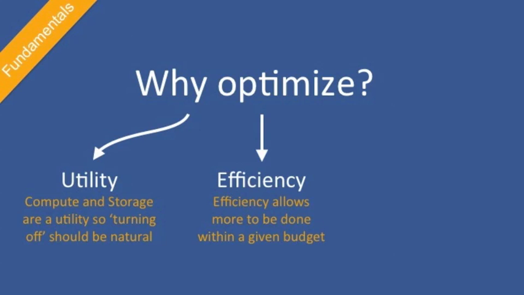Secondly, efficiency. When you're being efficient with the resources you're using, you're therefore being efficient with the price you're paying and the costs that you're incurring. You can do more within a given budget. If you think about how you might budget for on-premise fixed resources, you have a certain cost that you need to be working within.